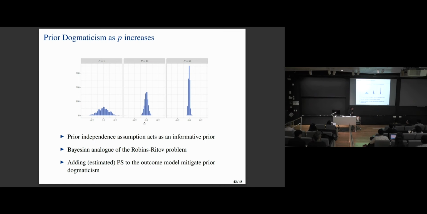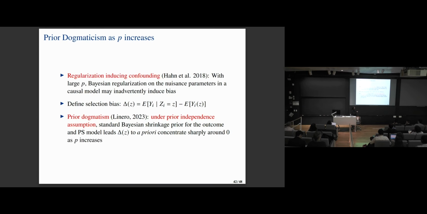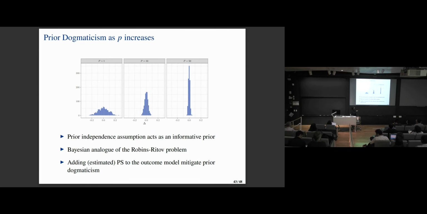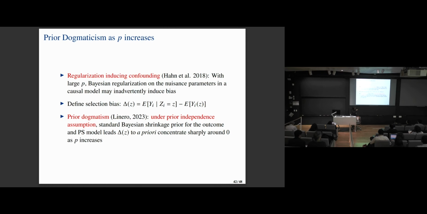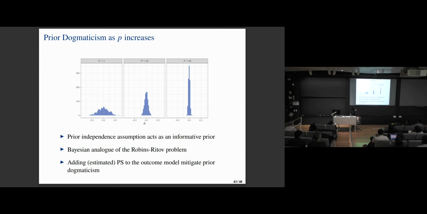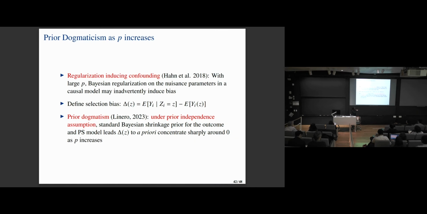What does that mean? Basically, if you have high dimensions, a lot of covariates, and you are using the standard Bayesian shrinkage priors and assuming the prior independence assumption that almost everyone assumes, then as the number of covariates increases, the prior becomes so sharply concentrated around 0 that there's no hope of recovering from the data, because this prior independence assumption forces the prior to concentrate sharply around 0. Essentially, by default, you get closer and closer to saying that there's no selection bias. And this is actually a violation of unconfoundedness. So this is called prior dogmatism.